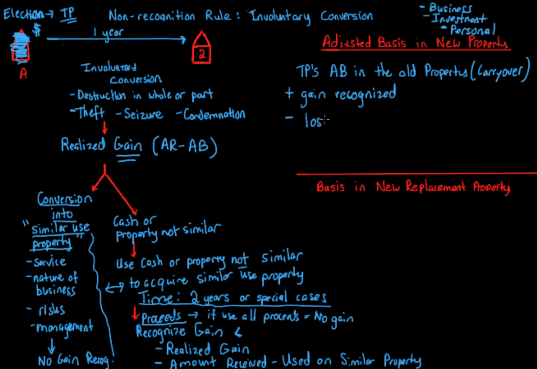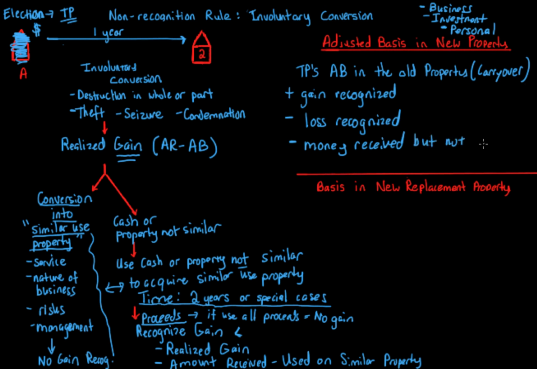minus any loss recognized. And just like I've mentioned on other non-recognition rules, loss recognition, when you have these kinds of rules, is very rare. Usually you have to have some type of bifurcated transaction, which is broken into different parts. And finally, less or minus any money that was received but not used for similar property.